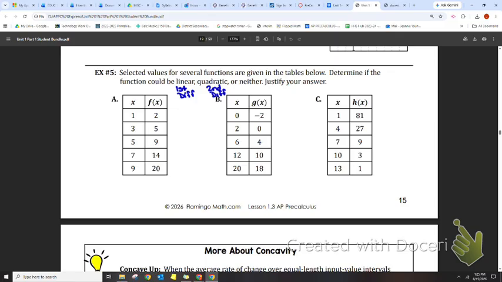So on A, I'm going to look at it. So 1 to 3, I'm adding 2. 3 plus 2 is 5. 5 plus 2 is 7. 7 plus 2 is 9. So my x's are equal differences, so I can just look at these y's.